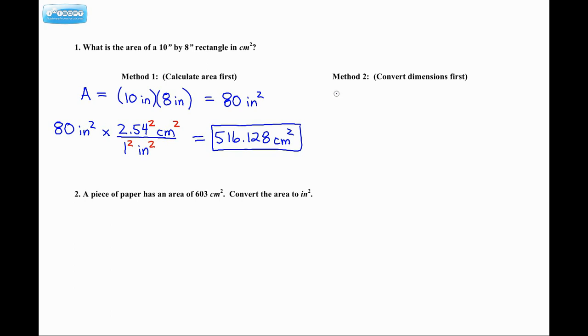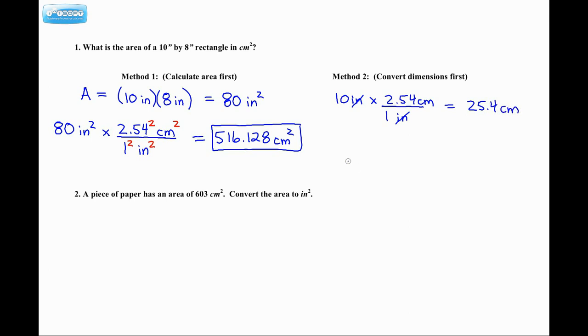So 10 inches. Okay, so this is just a one-dimensional measurement involving length. So this is 1 inch, so this has to be 2.54 centimeters. These cancel out. So of course, well, multiplying by 10 is easy. I just get 25.4 centimeters.